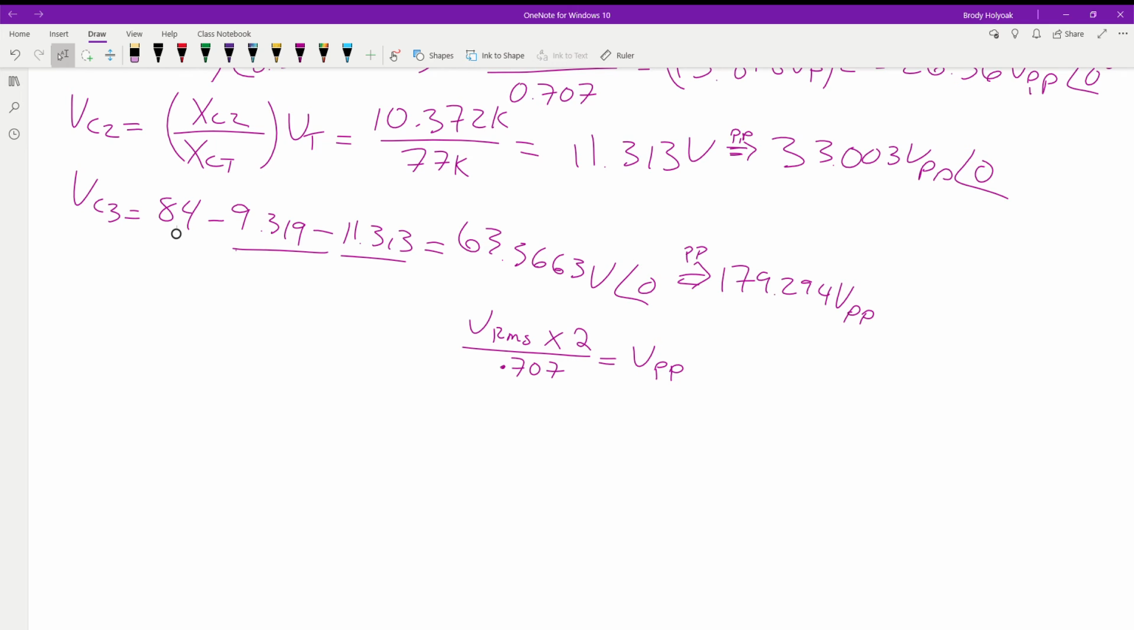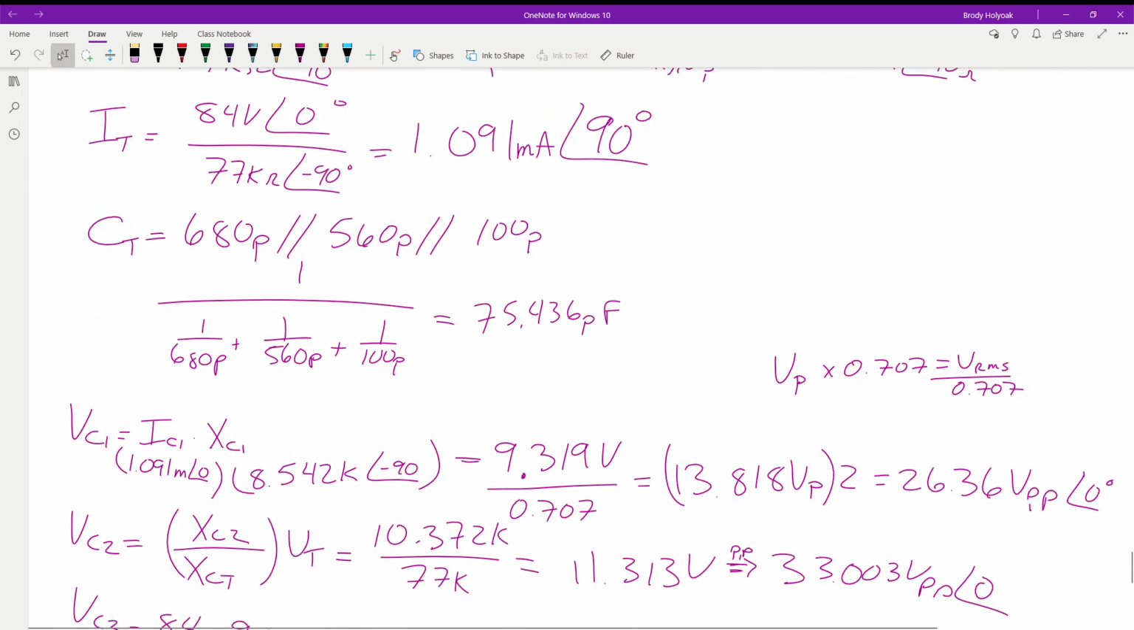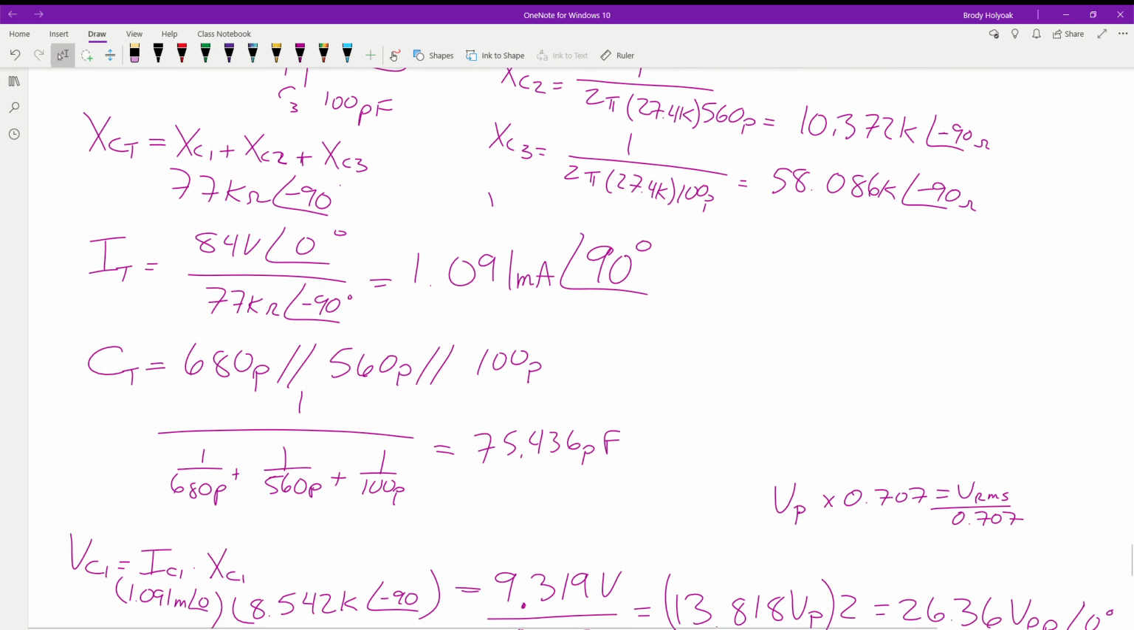Questions about this one? Okay. So current total. How do you solve for current? Voltage divided by resistance. And in this case, the resistance we have is reactance. So we have the 84 volts divided by the 77,000 ohms, which gives us 1.091 milliamps.